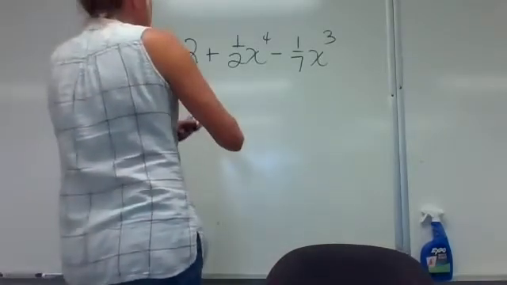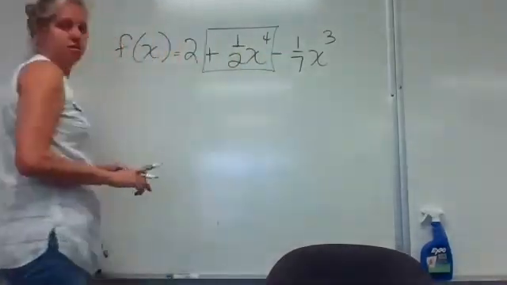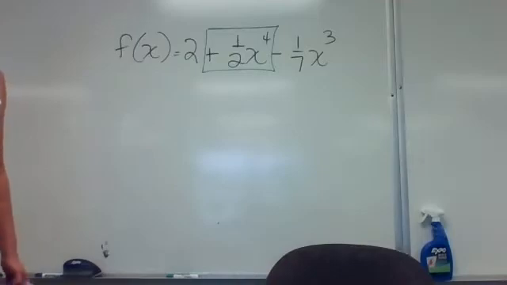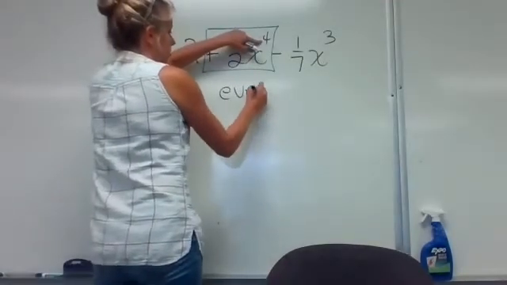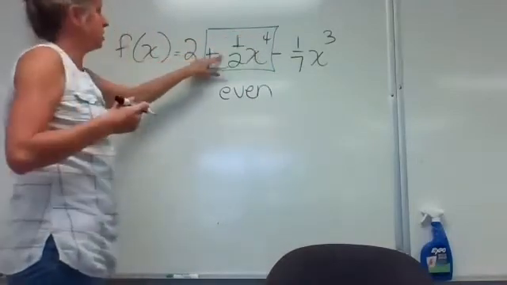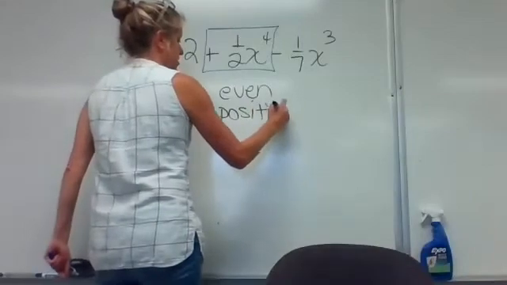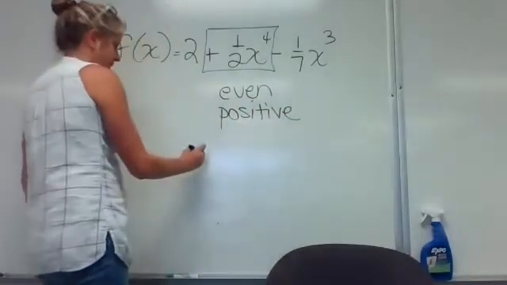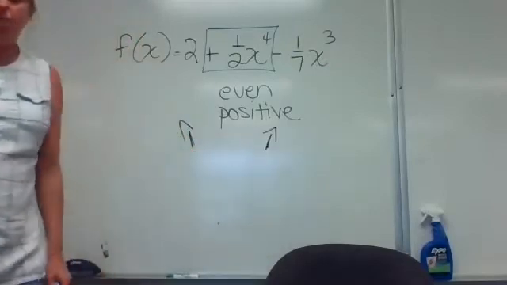So again, looking for the term that has the highest exponent, which is this middle term this time. So its exponent is an even number. So look at the sign since it's positive. What does that tell you about the end behavior? Both sides will be going up.